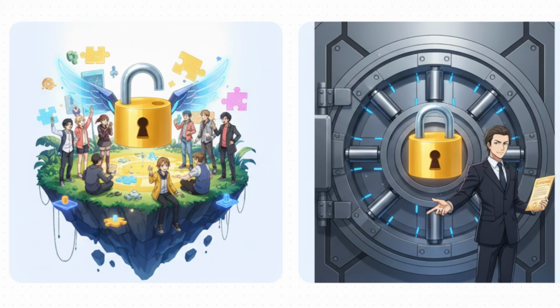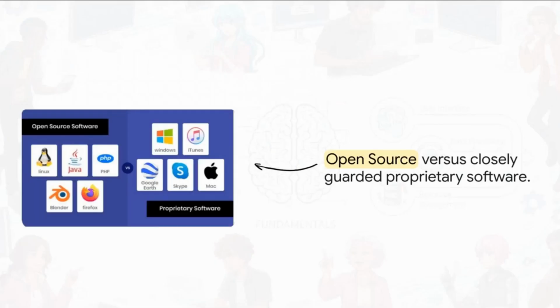On the exact opposite end, you've got closed source or proprietary software. Here, the code is locked down tight. You usually have to buy a license to use it, and you absolutely cannot peek under the hood to change how it works. We see these two completely different philosophies clashing every day. For the community-driven open source side, you've got massive projects like Linux, Java, and the Firefox browser. Conversely, holding down the proprietary fort, you've got closely guarded commercial giants like Windows, Skype, iTunes, and macOS.